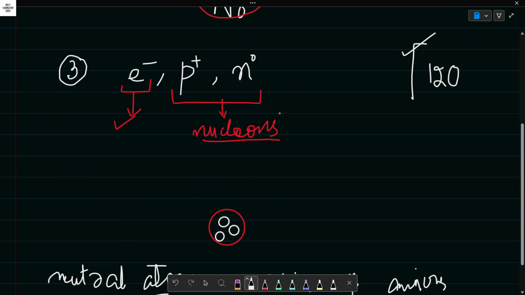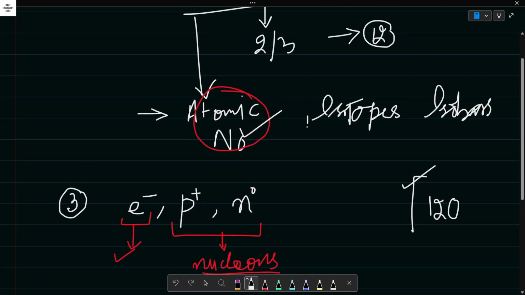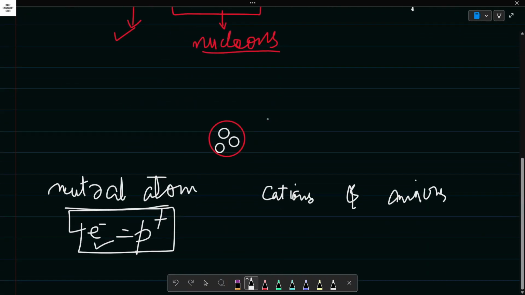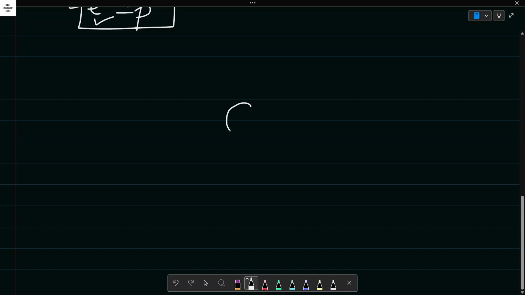After this atomic number, in order to understand isotopes and isobars, you need to understand the concept of mass number. Let me say that in a nucleus where there are nucleons, that is protons and neutrons, let me draw them with red, and neutrons, if this is a nucleus, the nucleons give the atom its mass. All right.